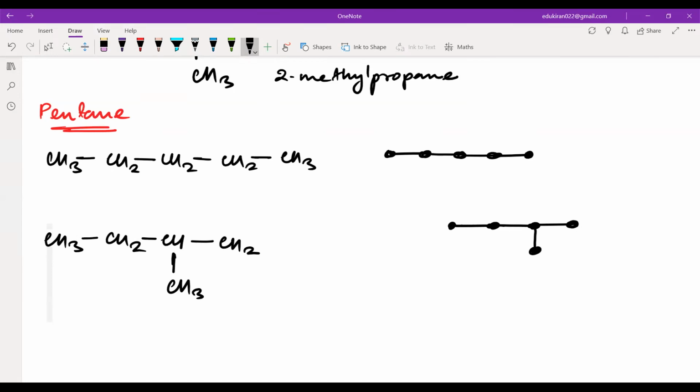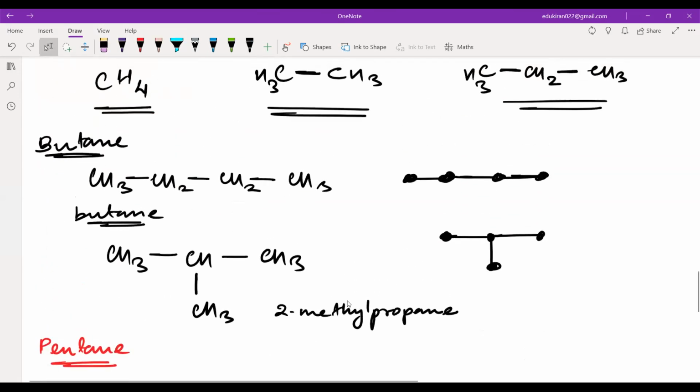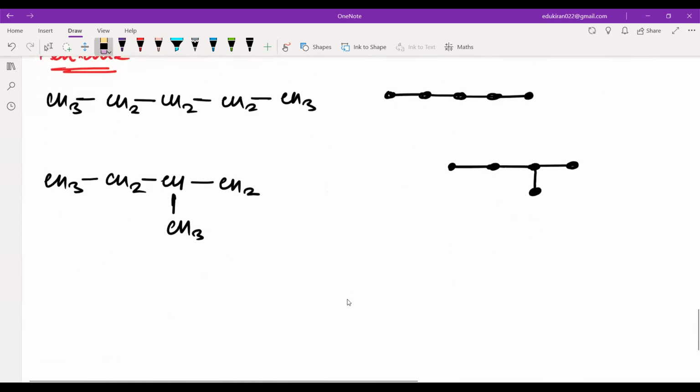Another isomer can be made. See, the basic part is that you will keep making different isomers until you have the chain length till propane. Don't take the chain length below propane, but you should have at least till propane, and you will try to make it like this. So we have here how many?